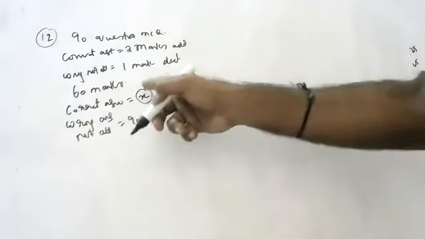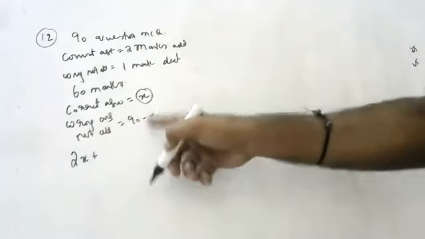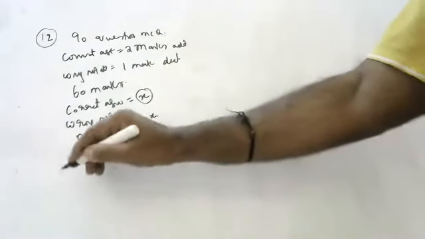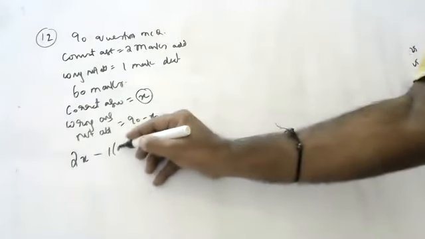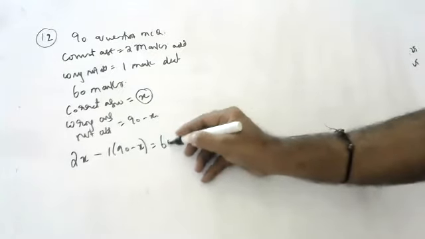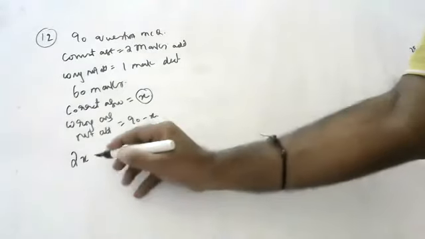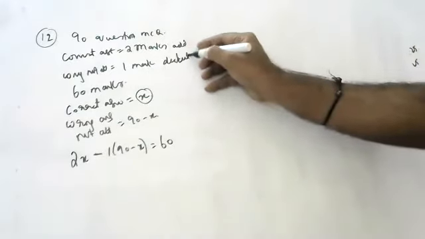For every correct answer you'll get 2 marks, so 2x. For every wrong answer, it is minus 1, into 90 minus x. Why minus? Because 1 mark is deducted. The total marks you got is 60. So children, I took minus here because 1 mark is deducted.